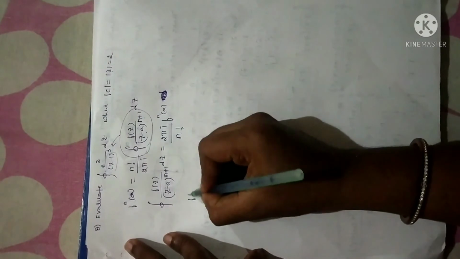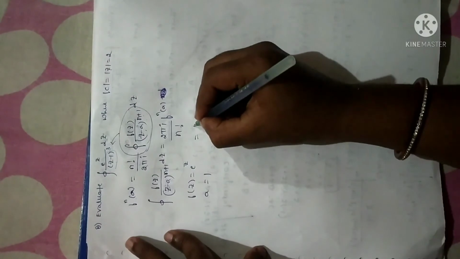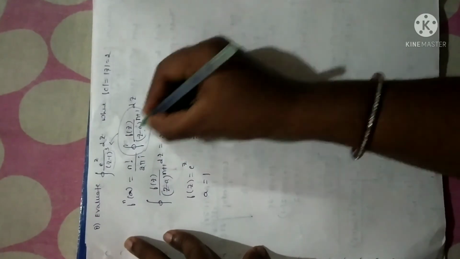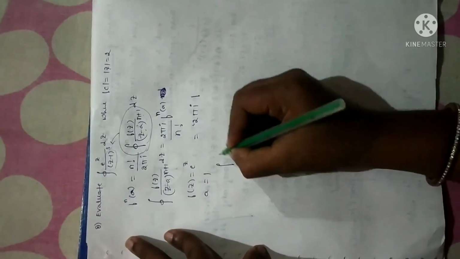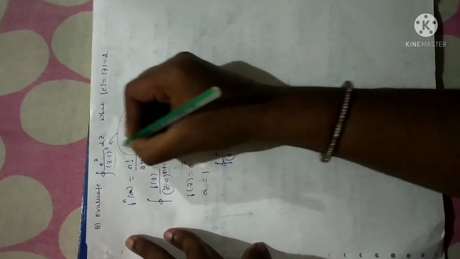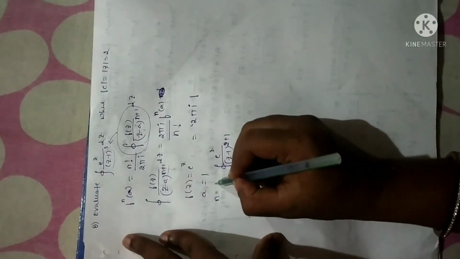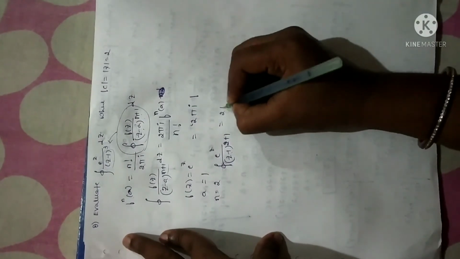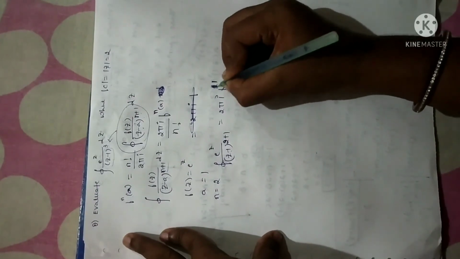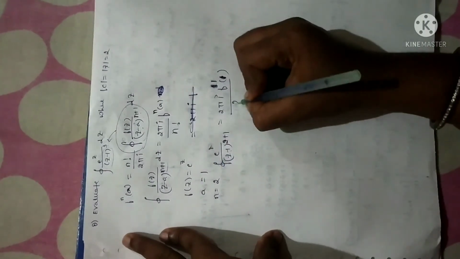Now compare with the standard form: f of z is e power of z and a is 1. So the solution for the given problem will be 2 pi i into f power of n of a. In the denominator, z minus 1 power of n plus 1 must match z minus 1 power of 3. So 3 can be written as 2 plus 1, and comparing, n is equal to 2. So I can write 2 pi i into f double dash of 1 divided by 2 factorial.